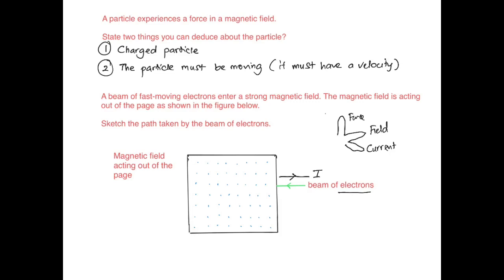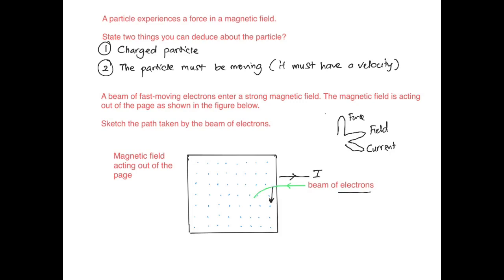And when you set this up, the first finger pointing up and the second finger pointing to the right in the direction of the current, your thumb will point downwards, in the sense that it will point downwards in the plane of the page. So that gives you the direction of the force. That means the force will be acting down. So when the beam of electrons enter, it is going to start experiencing a force this way and is going to turn.